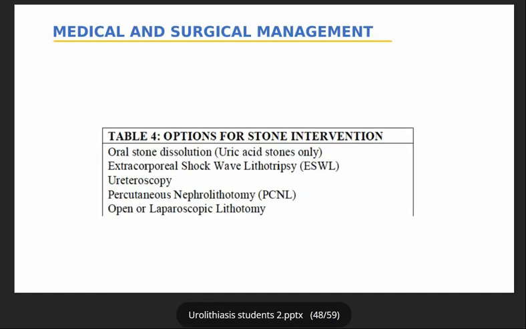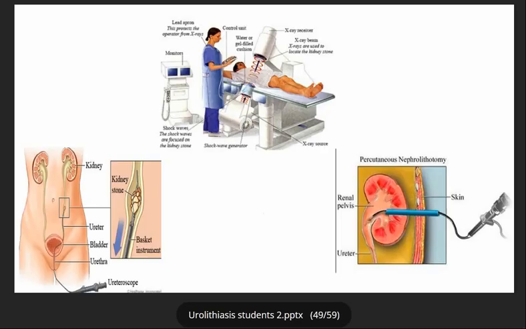Okay, so what are the options? The options are medication, oral stone dissolution therapy, and as I mentioned, it can be to alkalinize the urine because uric acid forms in acidic urine. So you have to alkalinize the urine with something like citrate. Also shockwave, which is a machine from outside that can fragment the stone. Ureteroscopy, which is a scope that you go inside the ureter. PCNL, which you go on the side of the skin to fragment the stone. Then the last option is open or laparoscopic lithotomy. So these are the options.